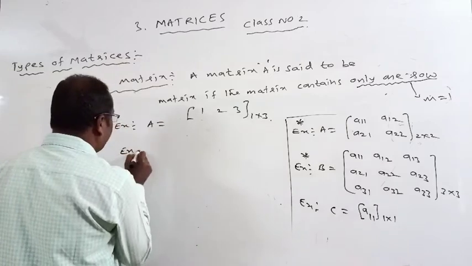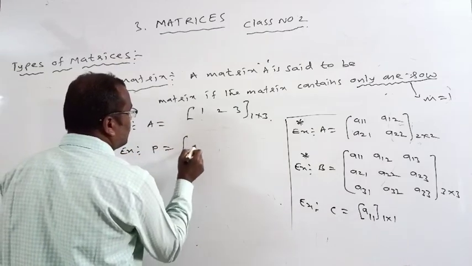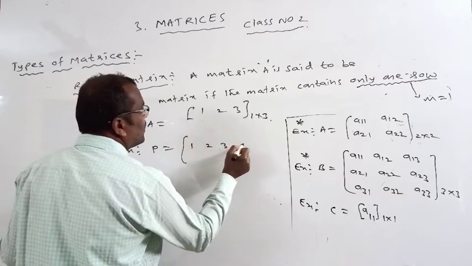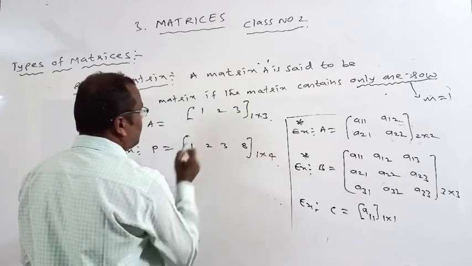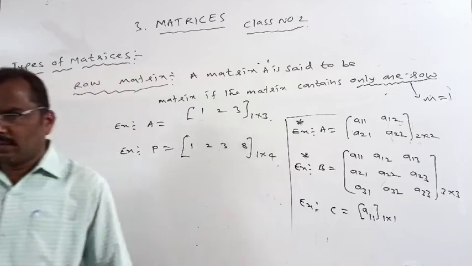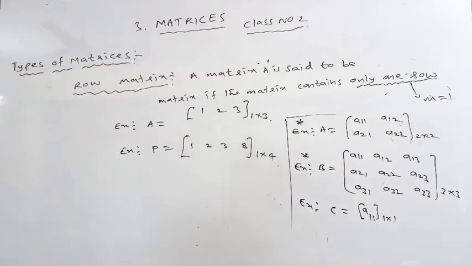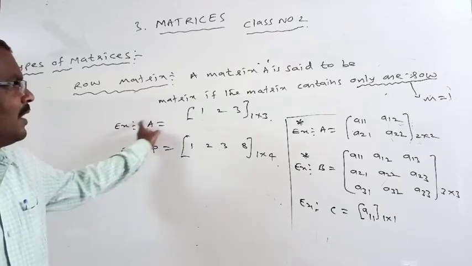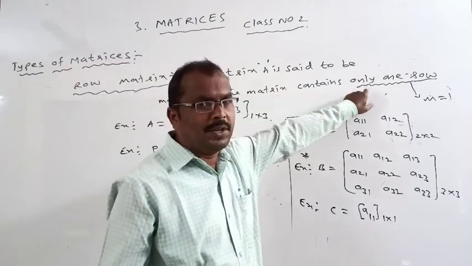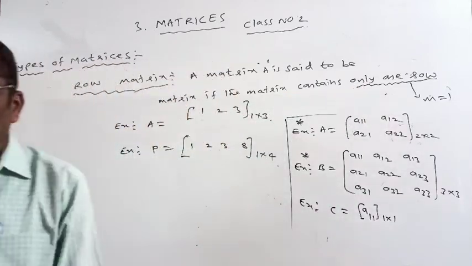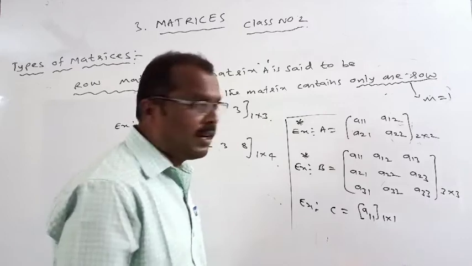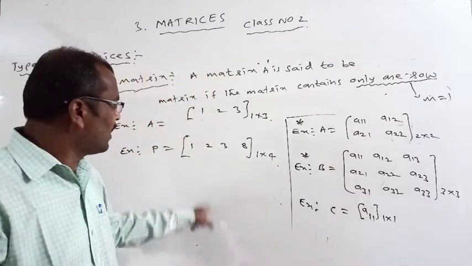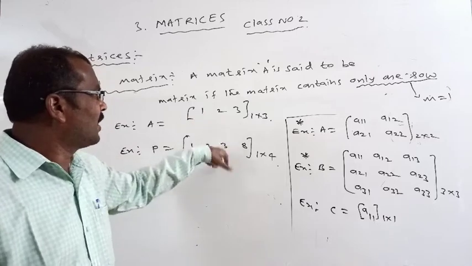Example. Suppose P is equal to 1, 2, 3, 8. 1 cross 4 is also a row matrix. It contains only one row. Underline only one row. Only one row is there, but columns are 4 here. First column, second column, third column, fourth column.